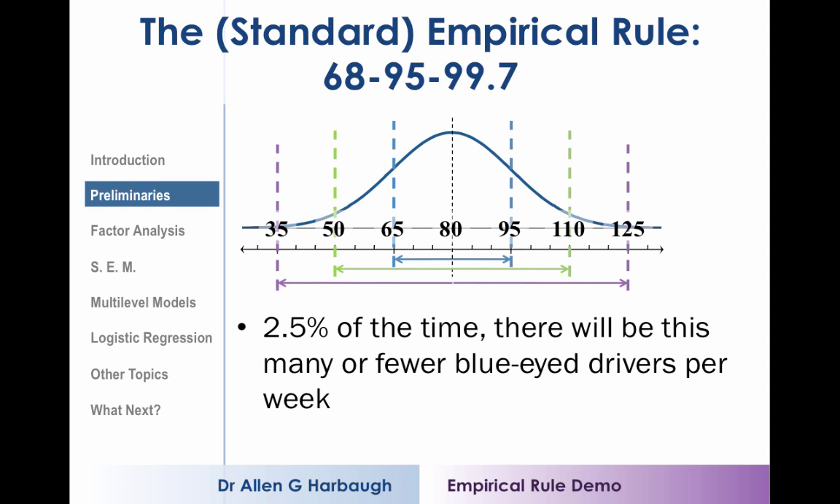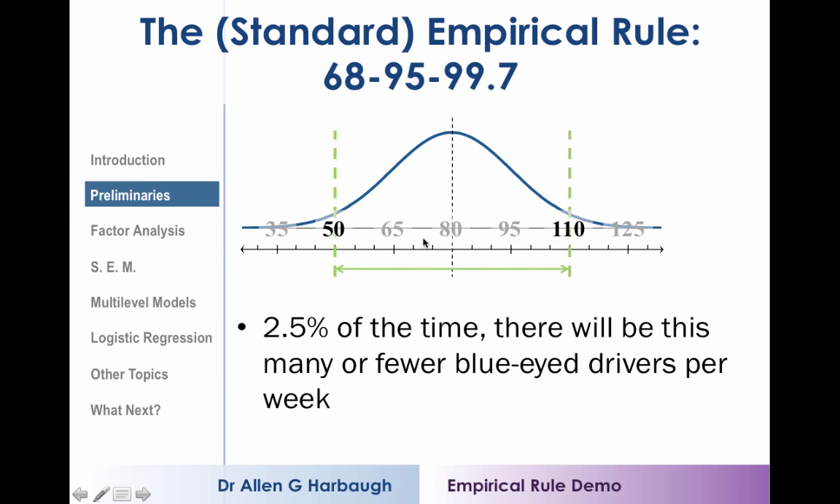2.5% of the time, there will be this many or fewer blue-eyed drivers. Well, to understand this one, we need to recognize that 2.5% is the value outside of the interval. And we notice that the interval from 50 to 110, which is 2 standard deviations above or below the mean, captures 95% of the data.